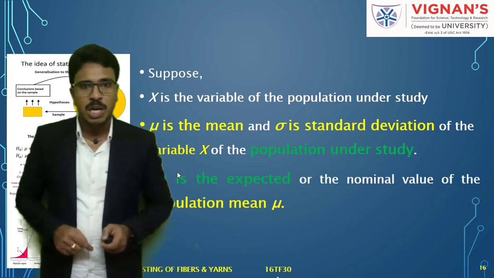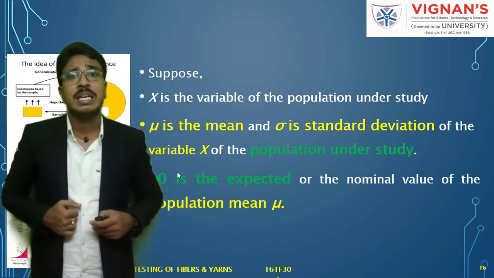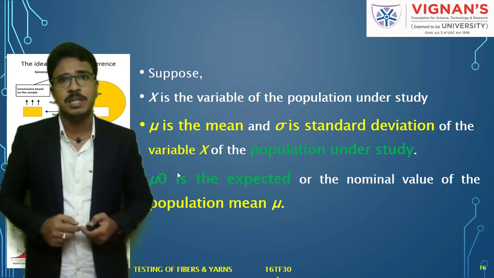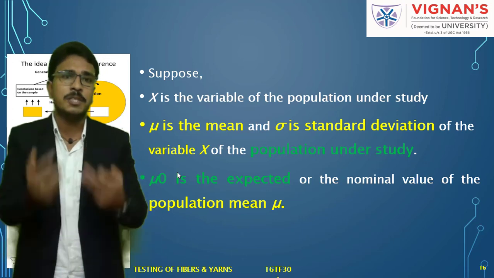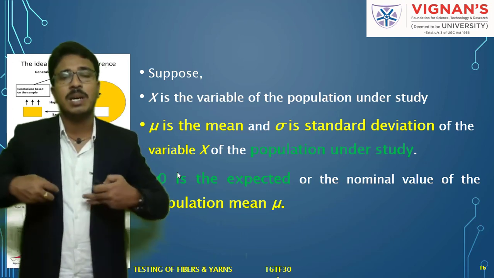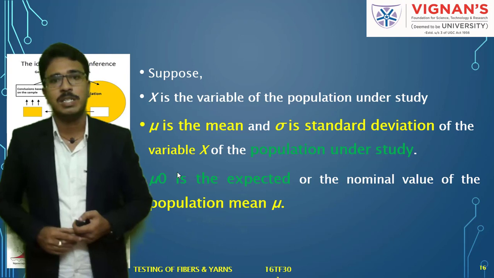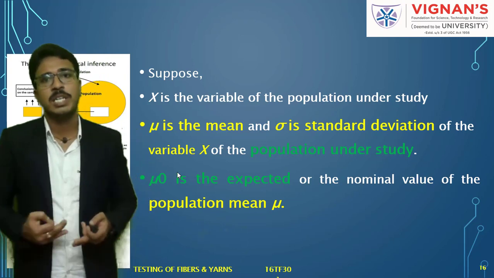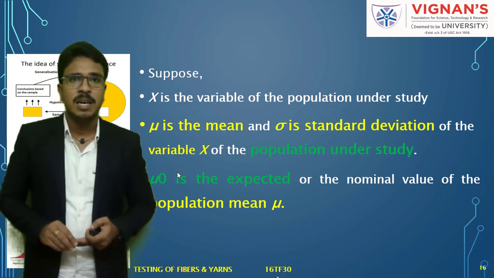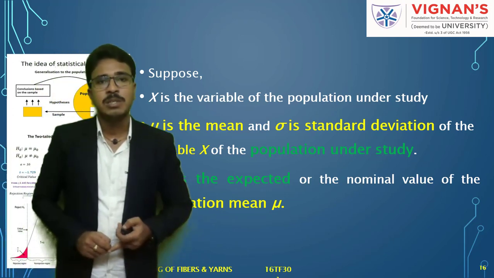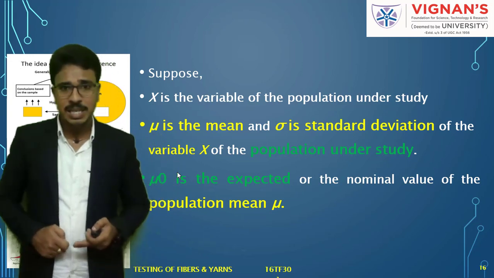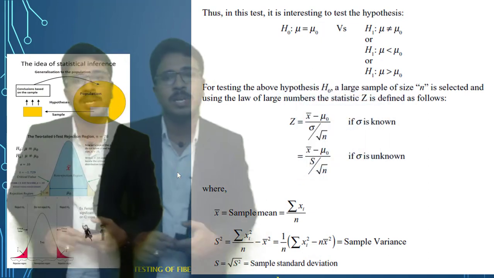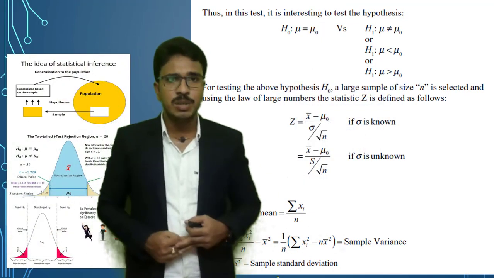And mu naught is the expected or the nominal value of the population mean. That is, what we are expecting. The expected or nominal value of population mean mu. These are some of the representations or notations you need to understand and keep in your mind before starting or setting the hypothesis. So let us look at the formulas, what type of formulas we need to use.